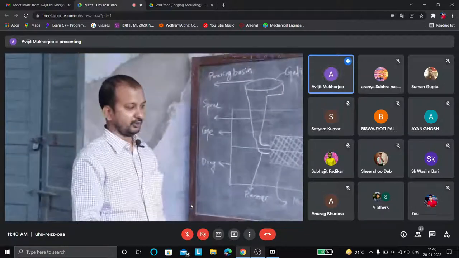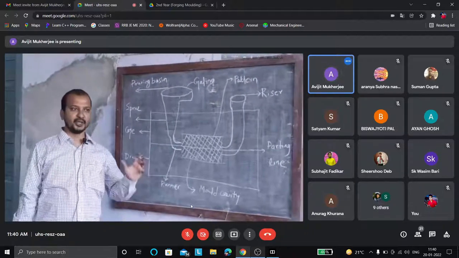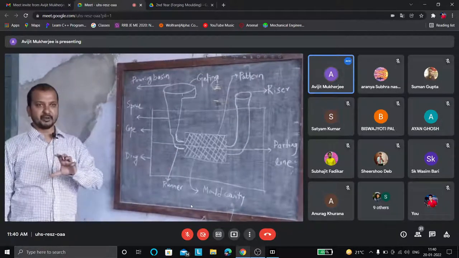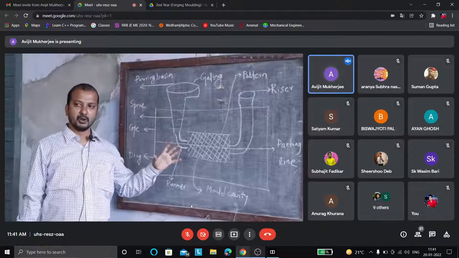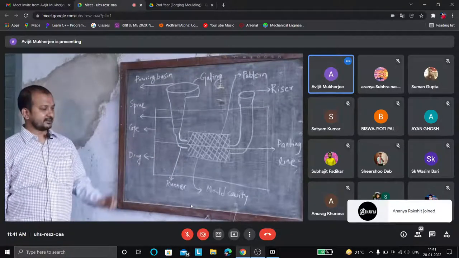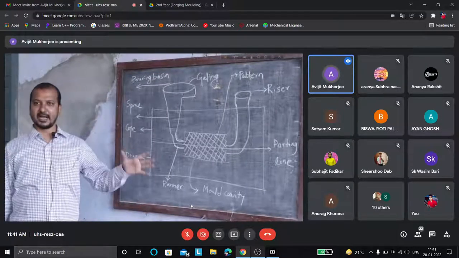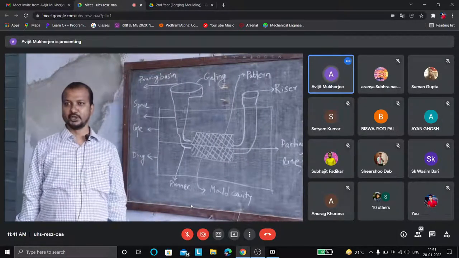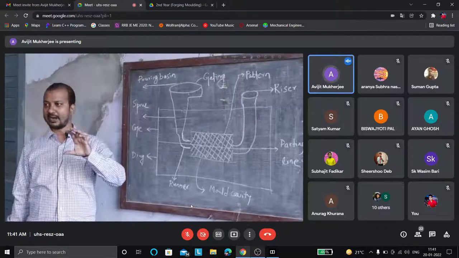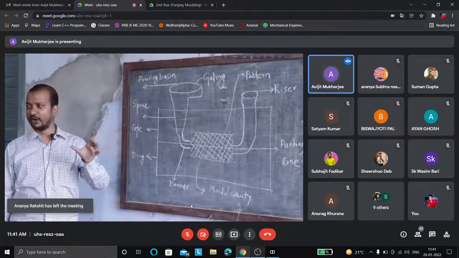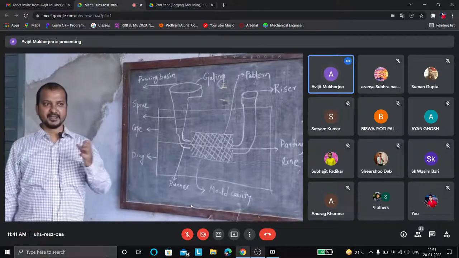But before going to that, I have to tell a few things. What are the advantages of this casting process? In this process, some complex shapes can be made. Second, in this process we can use both ductile and brittle material. Third, it is a less expensive process. Though there are some advantages, there are some limitations also. The limitation is that the surface of the product will not be so smooth. There will be a rough surface, and that surface needs to be cleaned and machined.